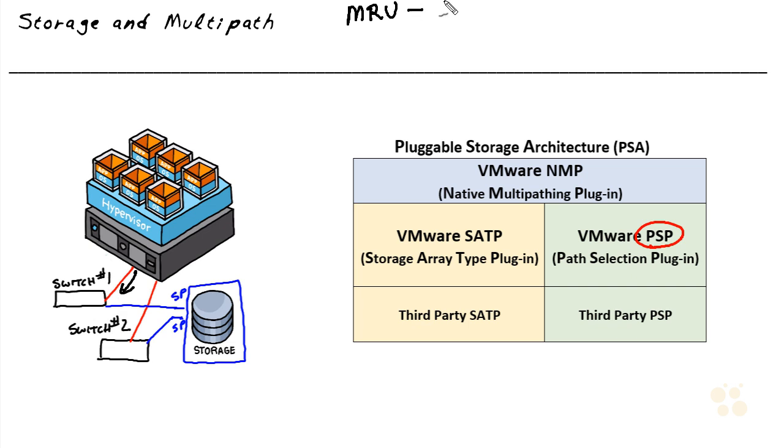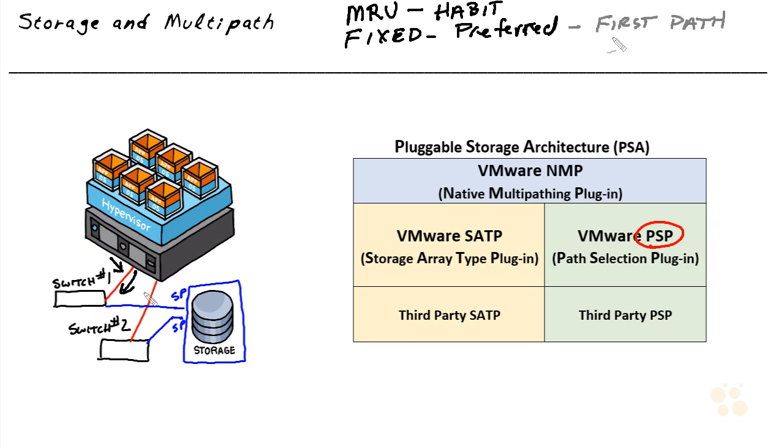You can kind of think of most recently used as a habit. You know how people have habits, they do the same thing over and over again. That's the logic that MRU is using, most recently used path. Another option that we have is fixed. With fixed, it's going to use the preferred path. Let's imagine that on this ESXi host, this path number one through switch number one is the preferred path, and that's what it's going to use until there's a fault or a failure with that path, and then it can swap over to the alternate path. If we've set up multipathing and we haven't specified a preferred path, it'll go ahead and use the first path it has available at boot up, identify that as the quote-unquote preferred path, and just continue to use that until there's a problem with that path.